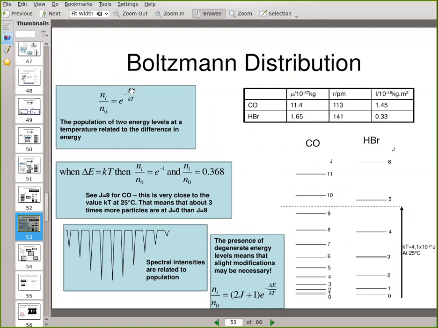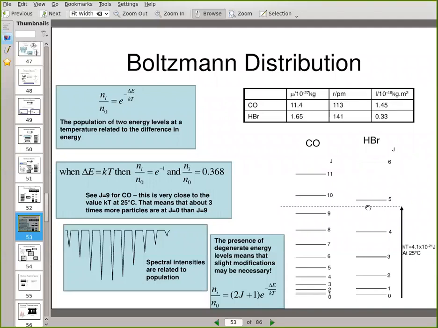So if I put kT in here, you end up with 0.36, 36% or 37%, which means that if you've got 100 molecules at energy level number 0, there will be 37 at this energy level. Okay, so that's how I'm getting the value of 36 or 37: using the distribution at 25 degrees, if you've got 100 there in your sample, 36 or 37 will be sitting up at kT.